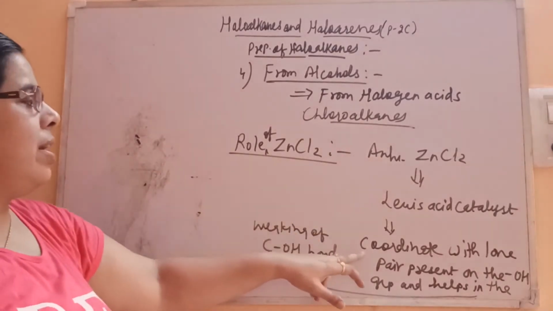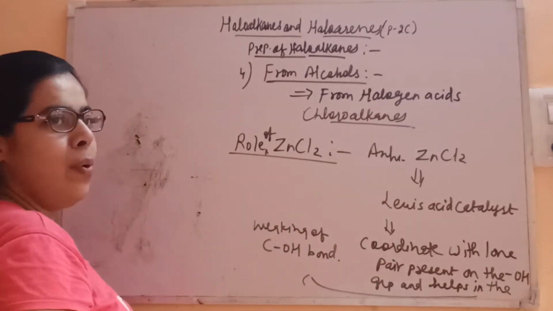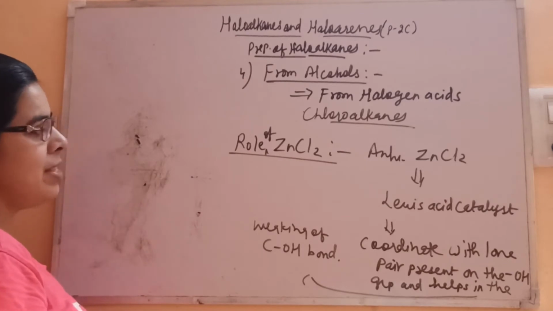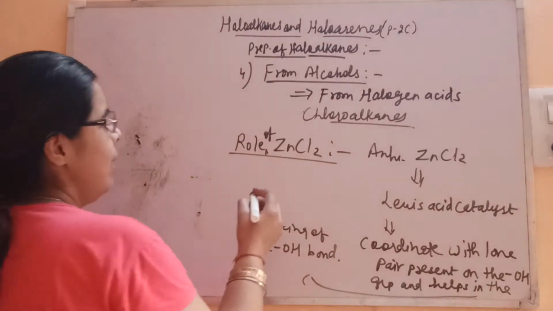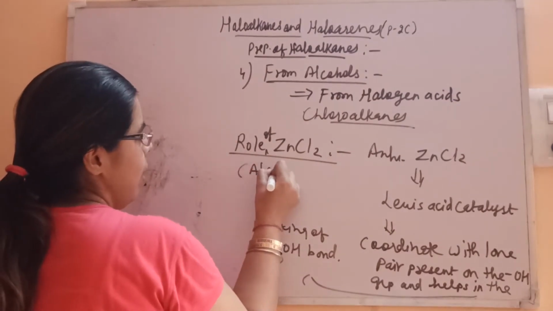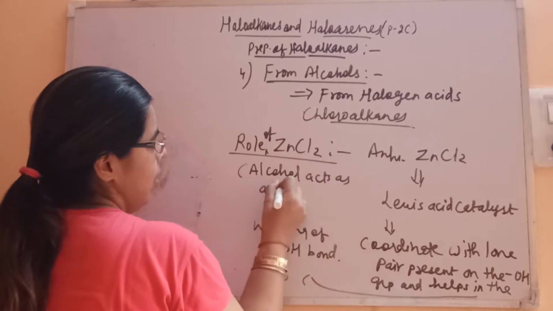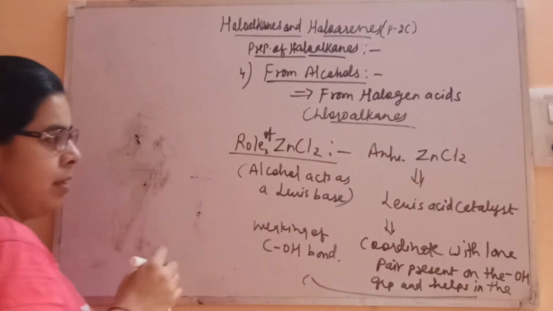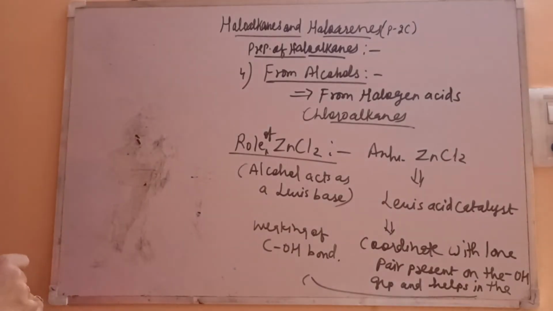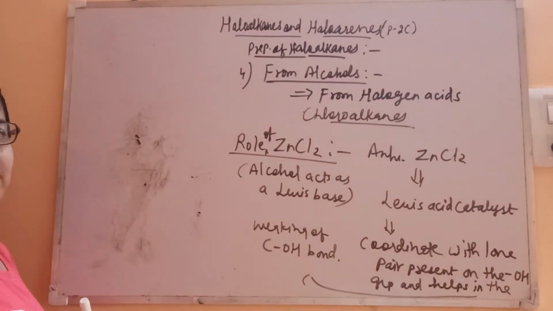It will coordinate with the lone pair present on the OH group and help in the weakening of the C-OH bond, because the Lewis base is the OH group of the alcohol. So you can say that here alcohol acts as a Lewis base. Okay, so this is the preparation of chloroalkanes by this method.